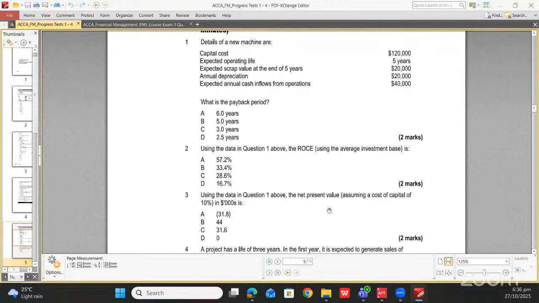So if the average profit is 20,000 per annum, the average investment will be 120 plus 20 divided by 2, 70. How do we get the average investment again? Initial investment, 120, plus scrap value, 20, divided by 2. 120 plus 20, 140, divided by 2, 70.